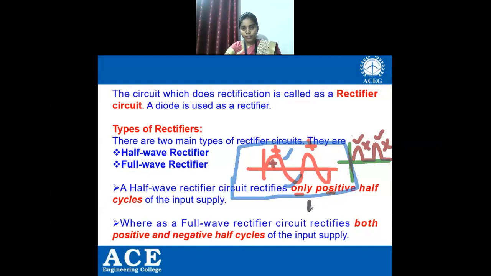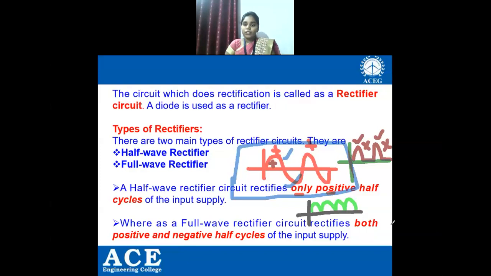Now this is the axis. Now I am going to draw the output of a full wave rectifier. For positive it is going to conduct, for negative also it is going to conduct. And for positive it is going to conduct, and for negative it is going to conduct. Clear? This is what is mentioned in these two lines.